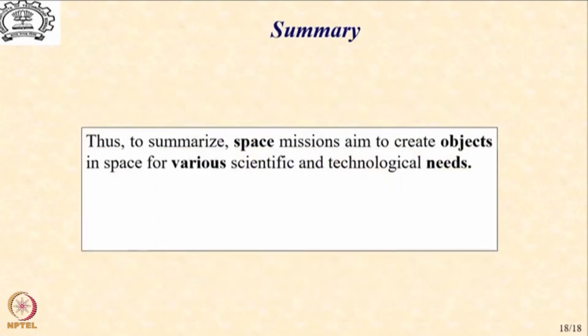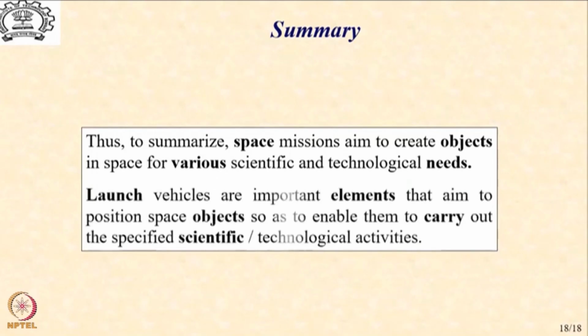So, to summarize, space missions aim to create objects in space for various scientific and technological needs. Launch vehicles are important elements that aim to position space objects so as to enable them to carry out the specified scientific and technological activities. So we have come to the end of this introduction to the subject. We will next look at the aim and scope of the present course.